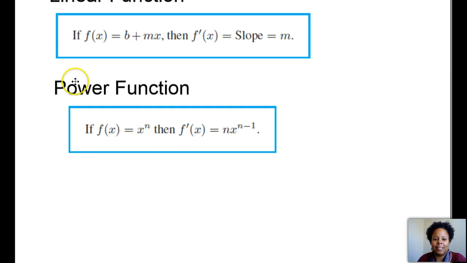And last but not least is the power function, which we looked at the derivation of in class the previous day. As we can see here, whenever the power function is of the form x to the n, then the derivative function is of the form n times x to the n minus 1. And through this unit, we'll be looking at more formulas for different types of functions to find the derivative.